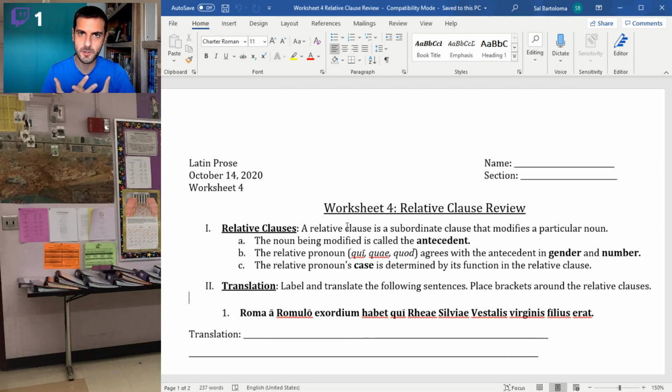Key takeaways from our class yesterday: gender and number come from the word that's being modified. Case is about what it's doing inside of its own clause. So the antecedent and the pronoun are not always going to be in the same case. In fact, most of the time they probably won't be.